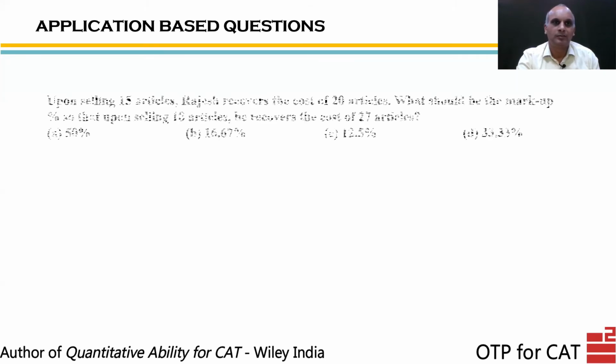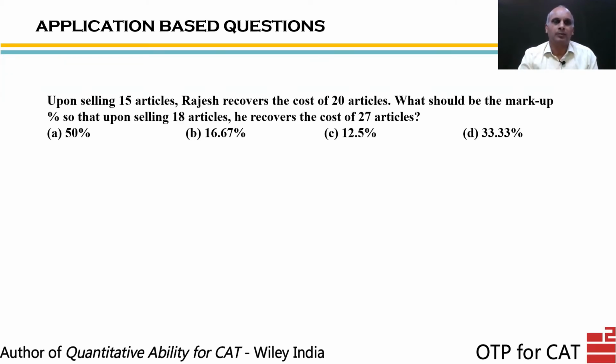Let's try one more example. If you see this question, this is about the number of articles being given. Now, if you would recall, we had learned this technique that we should convert the number of articles to number of rupees, assuming that CP or SP of one article is 1 rupee. So let us see how we solve this particular question.